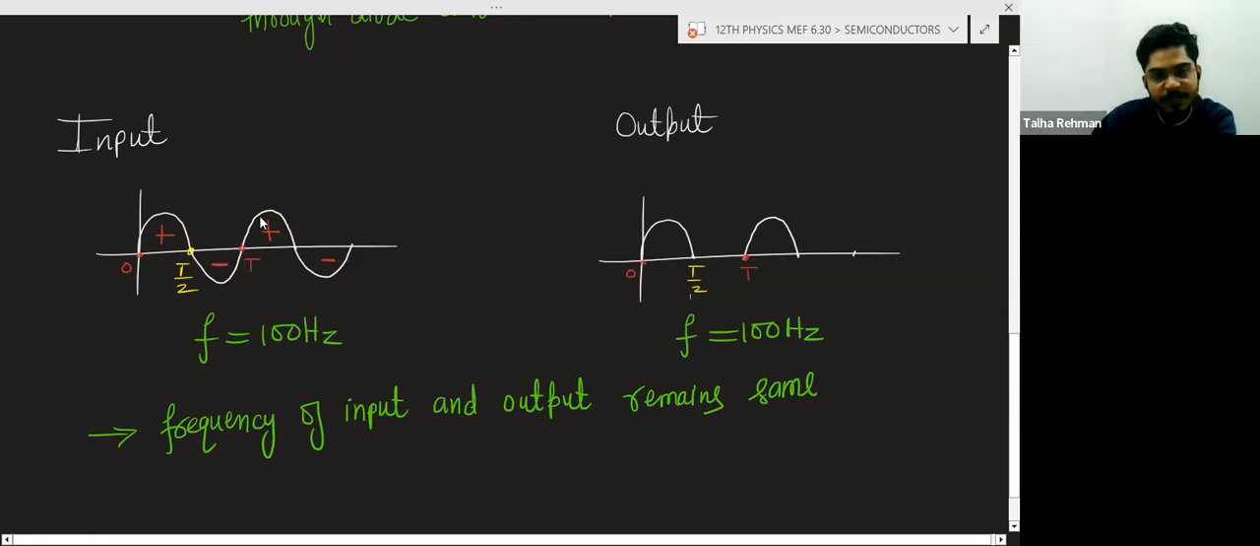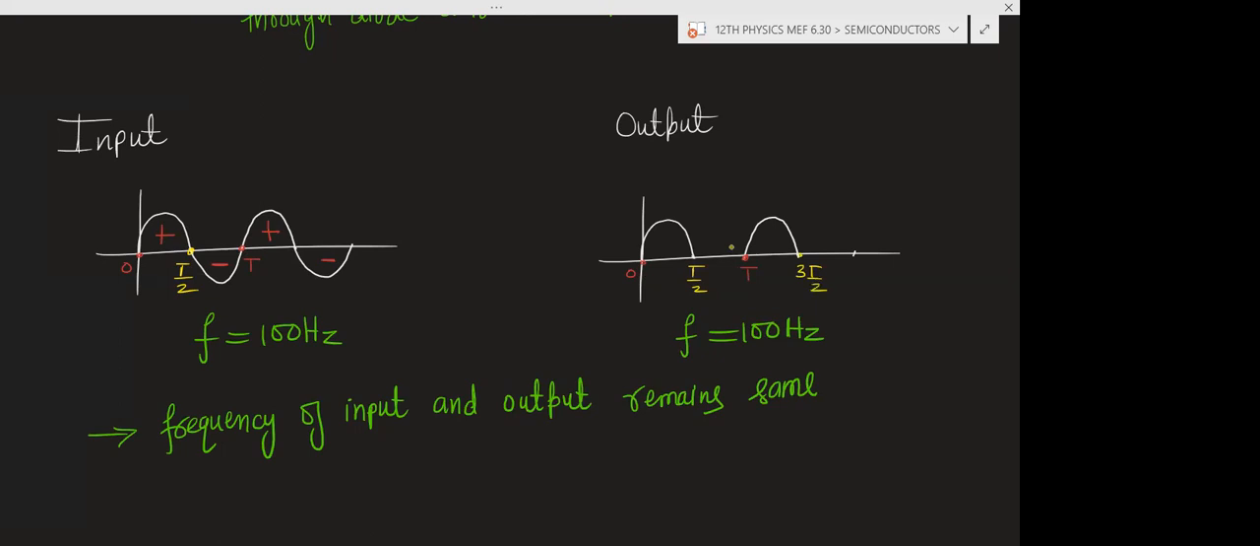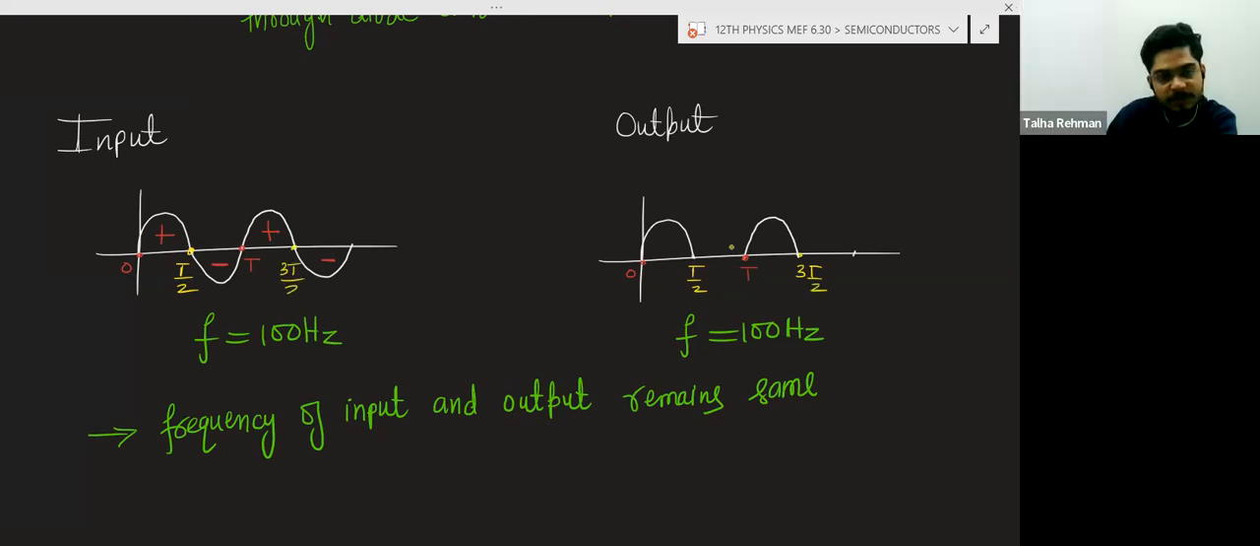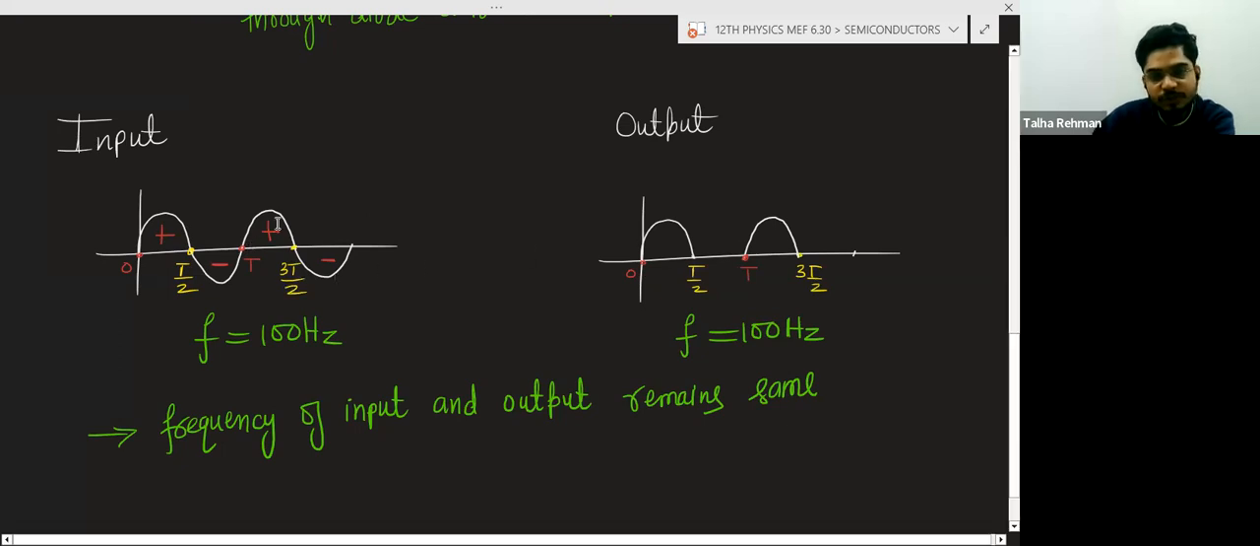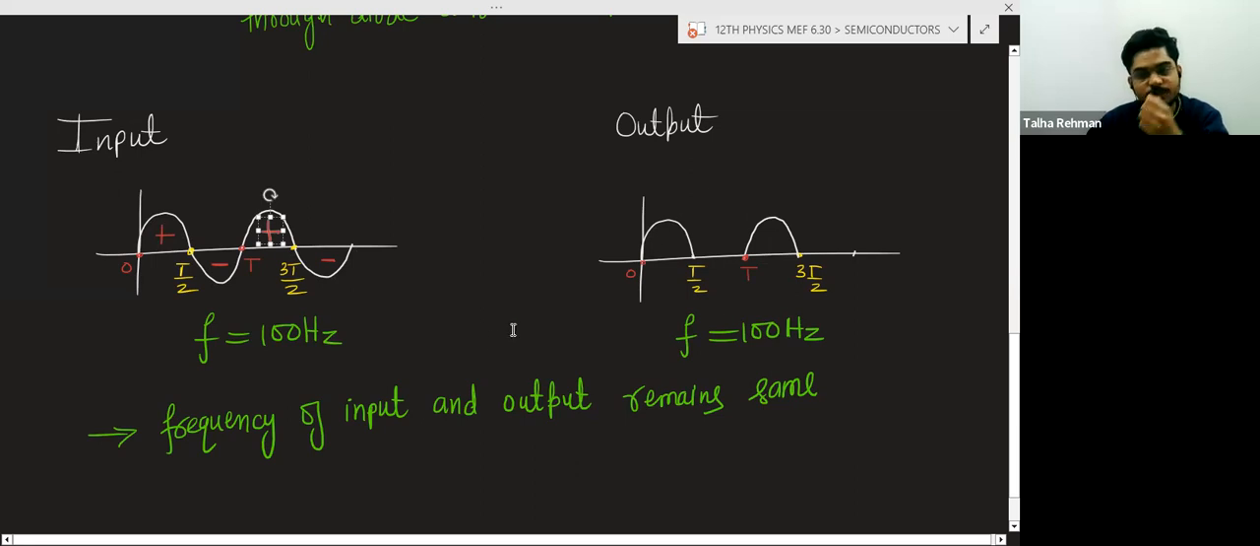Now from T to 3T by 2, this is T and this is 3T by 2. So T to 3T by 2 is positive half cycle. Again, you are getting the output. So that is why from the half wave, this is the full wave now. Only half wave is giving the output. That is why this is known as the half wave rectifier, because half wave is giving the output and the other half is not giving the output.